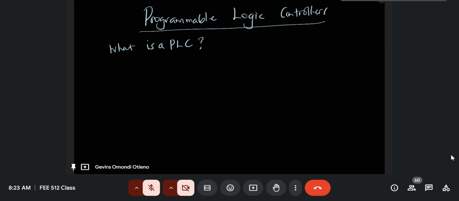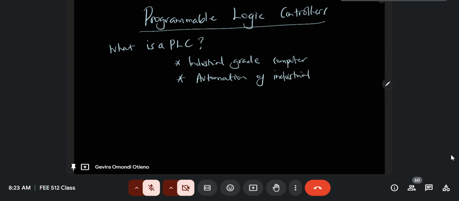So there are key things. Industrial grade computer. Then the function is for automation. But we automate industrial processes. So whichever definition you provide, these 2 points must really come out clearly.